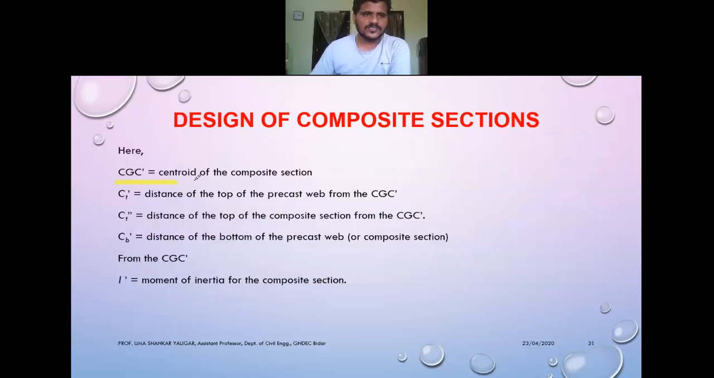Then these are the expressions, same thing. CGC, centroid of the composite section. CT dash, the distance of top of the precast web from CGC dash. Then CT double dash, distance of top of the composite section from CGC dash. This will indicate with respect to the composite section. And CB dash, distance of bottom of the precast web from CGC dash, I dash is the moment of inertia of the composite section. These dashes are all related to the composite section.